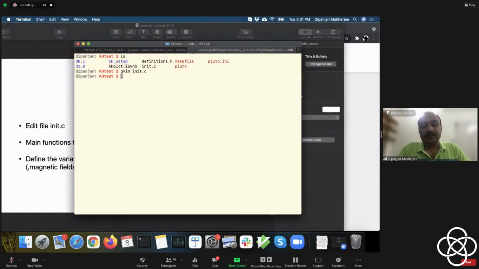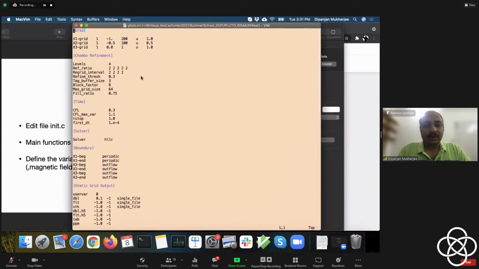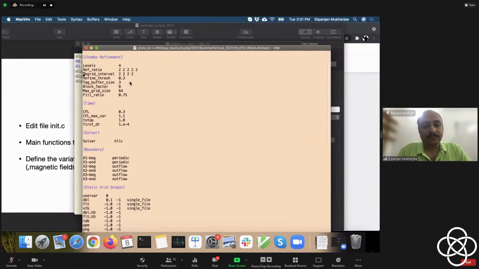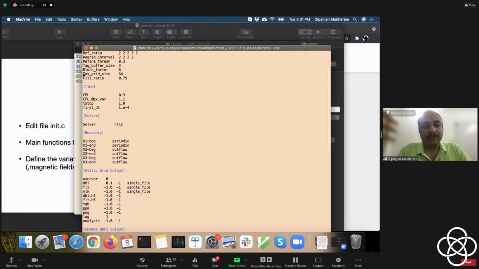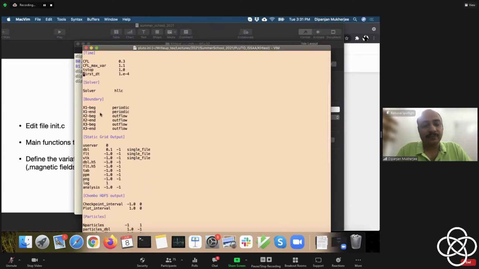Then the next important part is the pluto.ini. I already gave you an overview of this, but this is how the actual file looks. You have a grid section where you define the number of grid points and the beginning and the end points of the grid. Here is a CFL block where you give the CFL criteria. Here is how you define your boundary conditions. For example, for this one, I have periodic boundary conditions in the left and right.